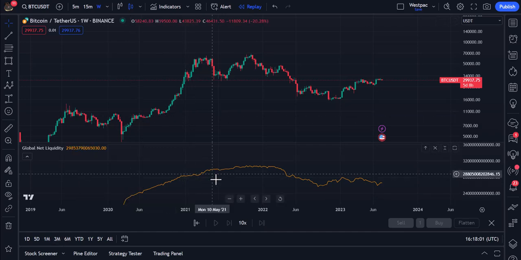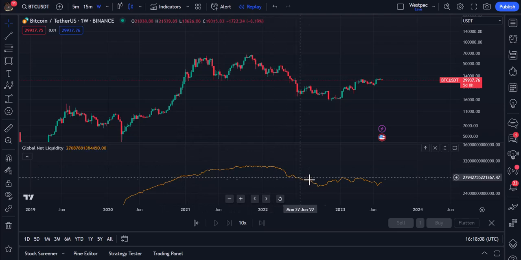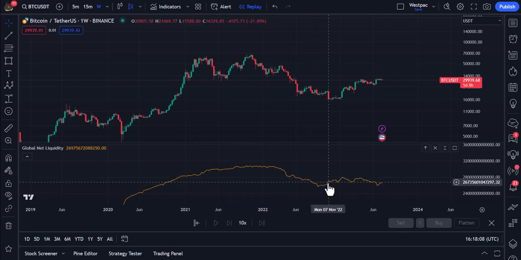All right, so as you can see here, liquidity was going nice and strong, nice and strong, nice and strong. It then topped out, rolled over, and then we had some liquidity come back in with the banking crisis, China, etc.